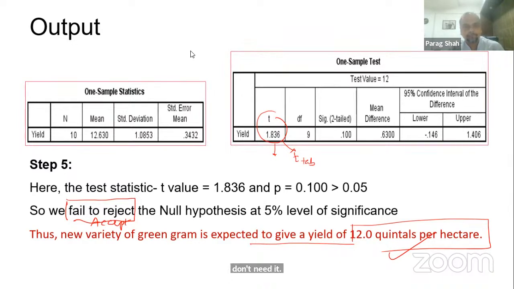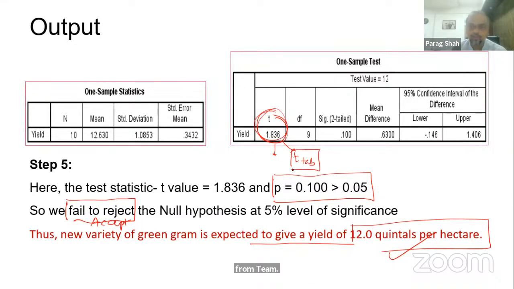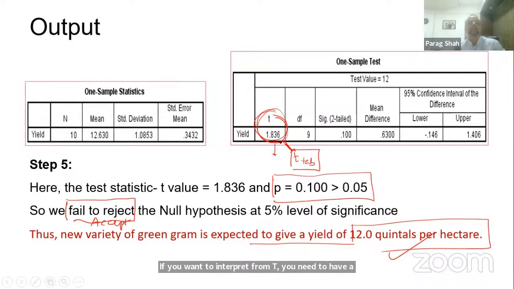Kanchan. Because we are making the conclusion using P, we are making the conclusion using P. So no need to interpret from T. If you want to interpret from T, you need to have a table value for it. T table. And then the interpretation can be done using the table value.